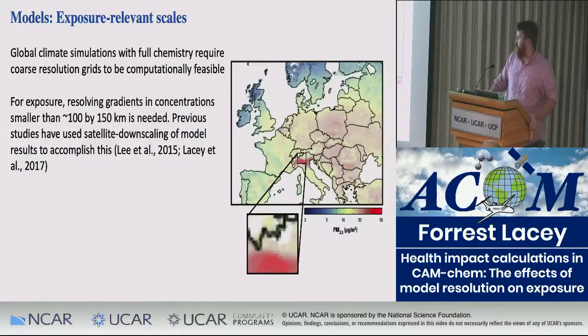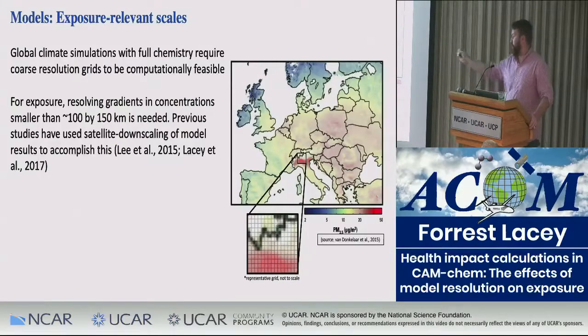And this is what I'm showing here. This is around a 100 kilometer grid box over Italy, and you can see that you have pretty large gradients in terms of the PM2.5 within that individual grid cell. So previous studies have used satellite downscaling to accomplish this, where essentially you break this down into the satellite components and redistribute your calculated PM2.5 to this higher resolution, and then that allows you to calculate the exposure level concentrations.